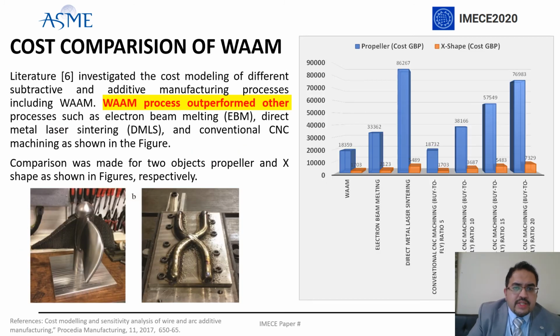Similarly, the literature provides a cost comparison of the WAAM process with other processes such as EBM, direct metal laser sintering and the conventional CNC process. It can be seen that when these two shapes were fabricated, the WAAM process provided the lowest cost.